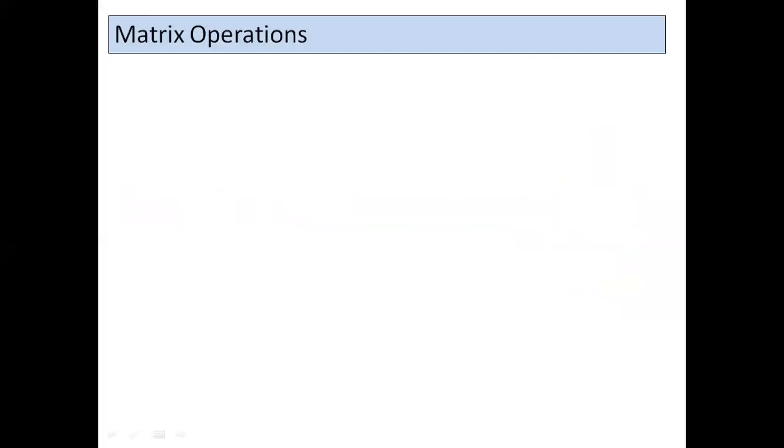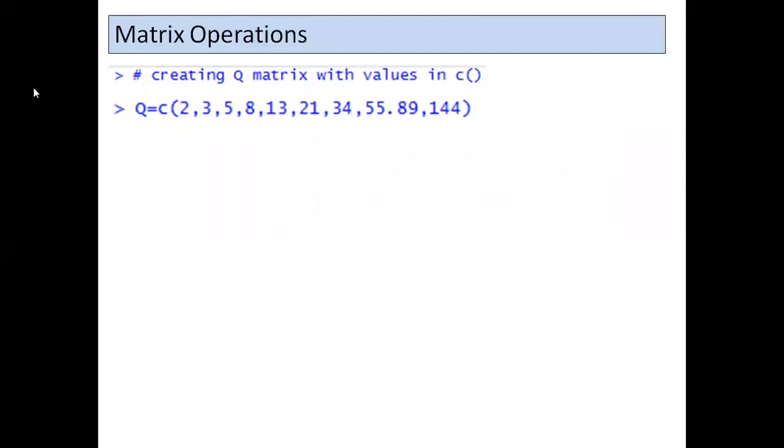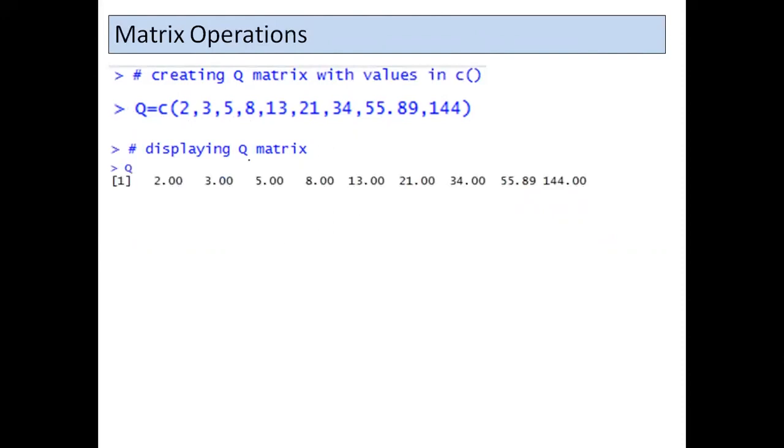Now what basically happens in R is, say for example, if you want to create a Q matrix with the values in a particular vector. In that case, we type in this data within the Q matrix. We need to assign that we are creating a matrix in which we have these data sets included within the vector. And if you want to display the Q matrix, we just need to type in Q, and this is how the data is displayed to us.